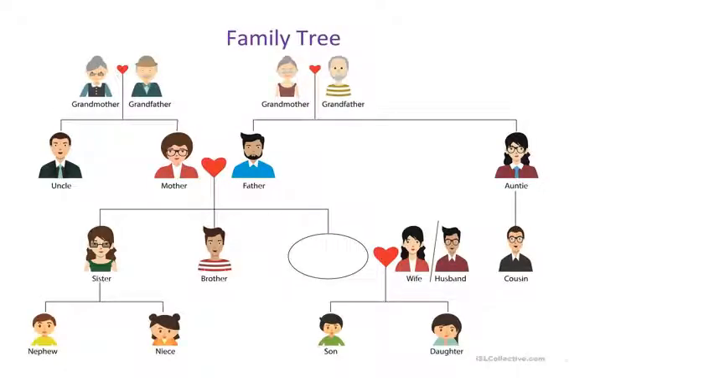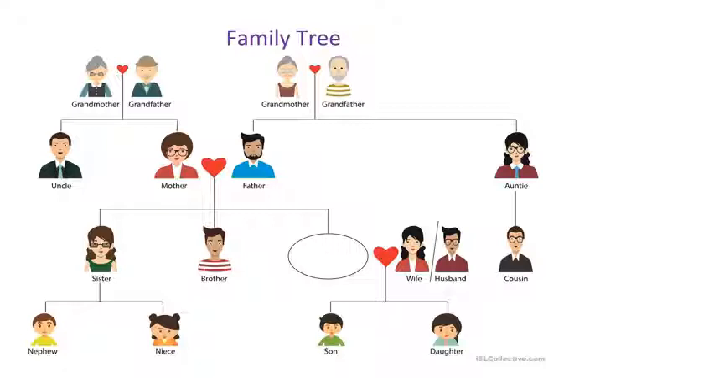The next topic is about family trees. So look at this family tree. First of all, there is a grandfather and a grandmother, mother and father. Mother's brother is uncle. Father's sister is auntie. Then of course they have kids. There is a brother and a sister.